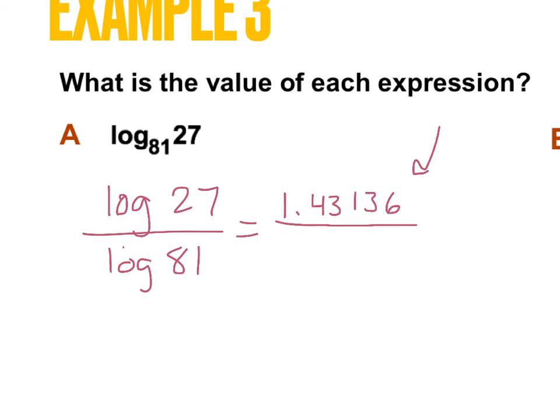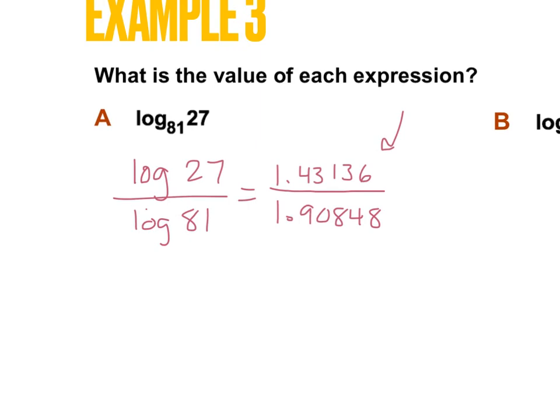So I'm just going to write down 5 decimal places. So now we're going to do the log of 81, which is 1.90848. And now I'm going to divide these two. So I'm going to take 1.43136 divided by 1.90848. And this gives me 0.75.